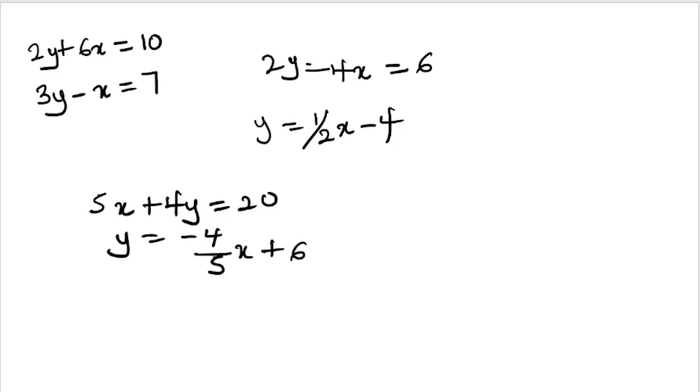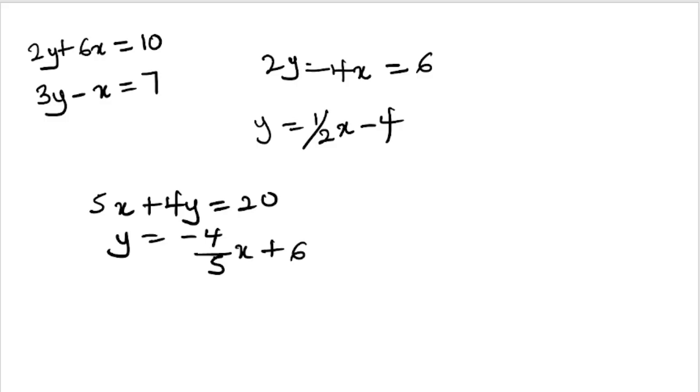What did you get? They are intersecting. Okay, but I want to know the gradient of the first equation. What did you get? -5/4. Okay, and the second one is -4/5.